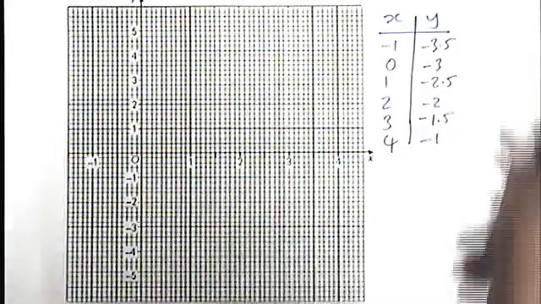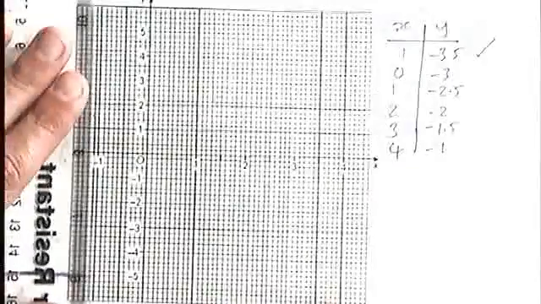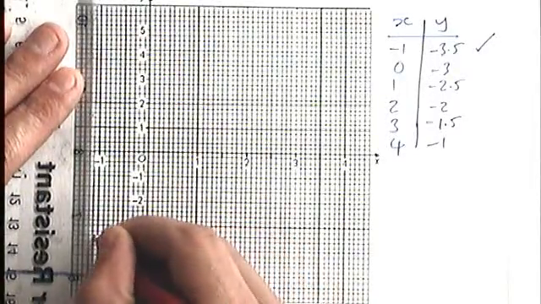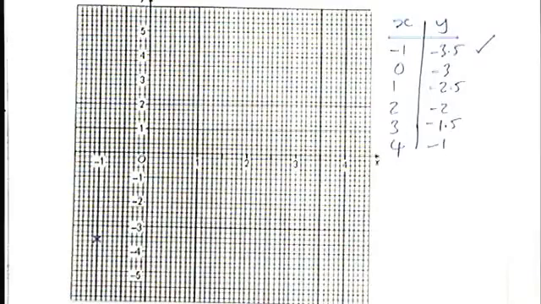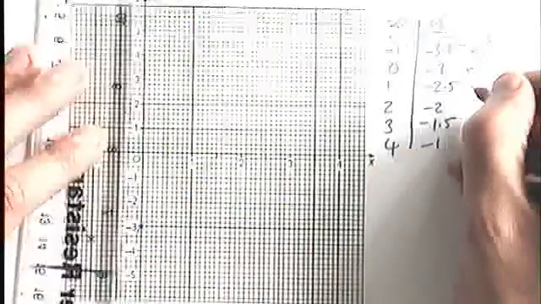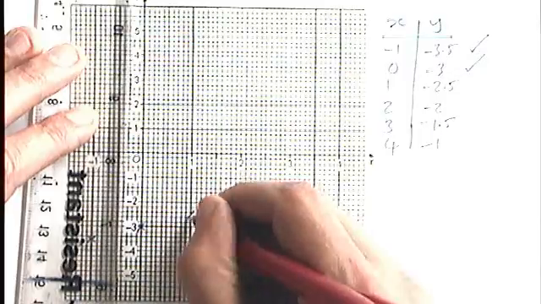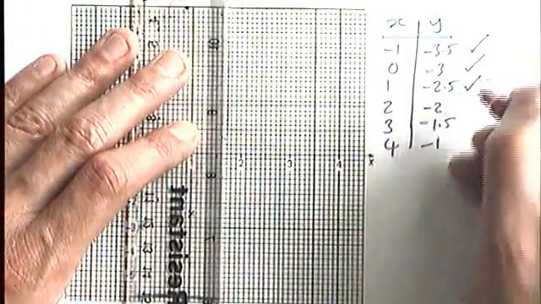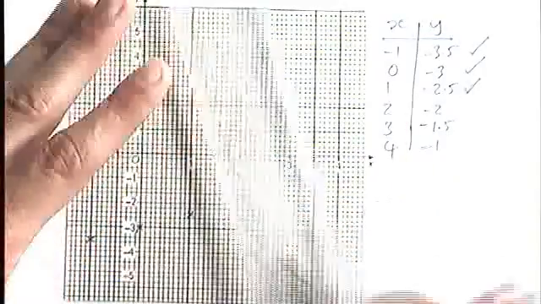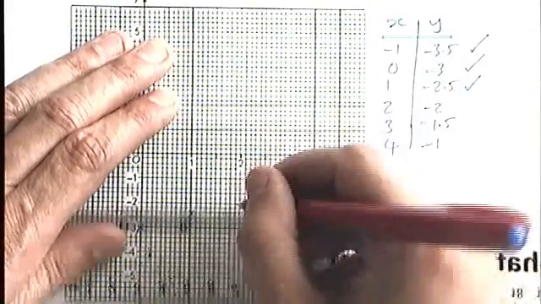Okay, so the first point I'm going to plot is this -1, -3.5. So I go to my -1, put my ruler there to make sure I'm on the right grid line, and then -3.5. Next one, 0, -3 is there, and then 1, -2.5 is there. 2, -2 is, let's have a look here, that's a -2. There we go, that one.